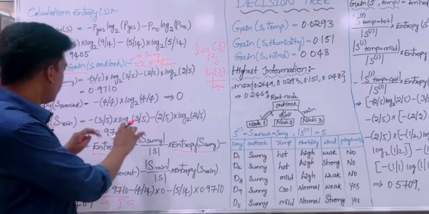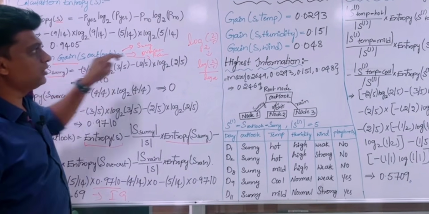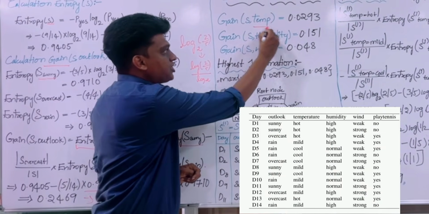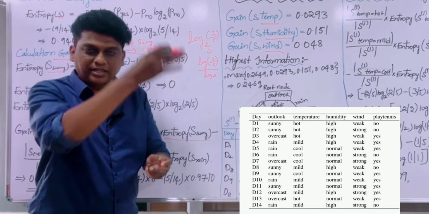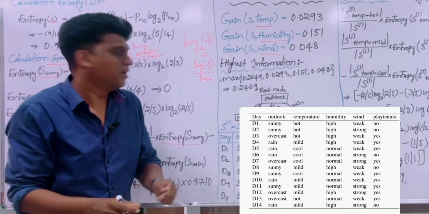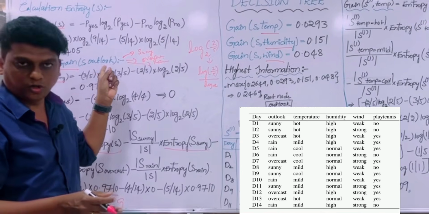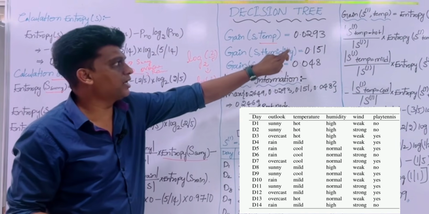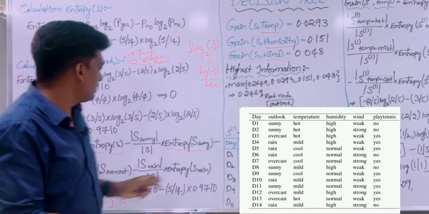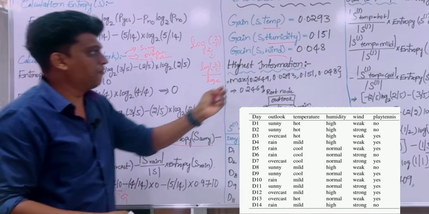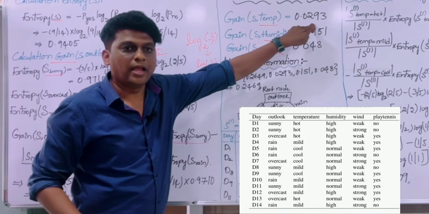Okay, so similarly, like for outlook, we calculate for temperature, humidity and wind. In the problem, it is given in separate columns. The first column represents the outlook feature, the second column is temperature, the third column is humidity, and the fourth column is wind.